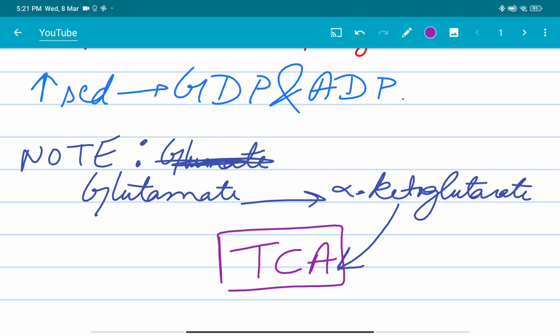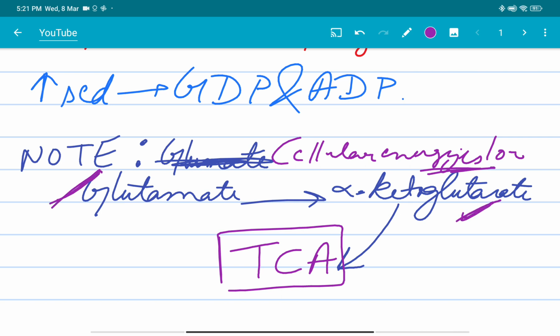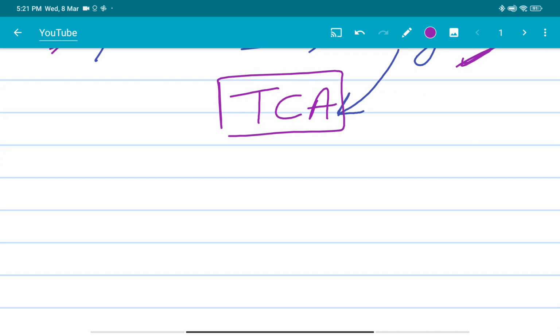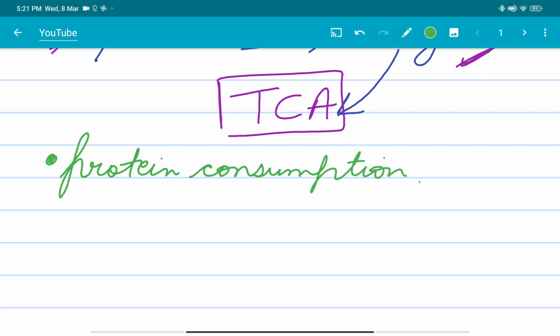So this occurs when the cellular energy is low: glutamate gets converted into alpha ketoglutarate so that it can be used in the TCA cycle. Moreover, when protein consumption is high, the glutamate level also increases.